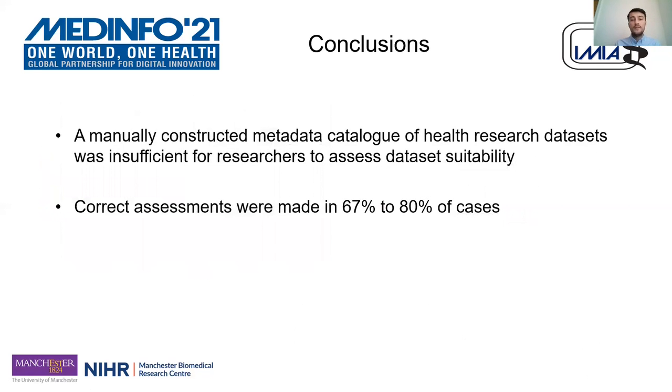Given that the success rate was 80% and even less before excluding some categories, it's clear that the predetermined rate of 90% was not met. The metadata catalogue, which was manually constructed in collaboration with data custodians, was insufficient for researchers to assess dataset suitability with high accuracy. The most common reason for an incorrect assessment was the inability to find the relevant information in the catalogue. The improvements to the search tool, which I previously mentioned, would help to increase the findability of individual metadata items, thus reducing the number of incorrect assessments.